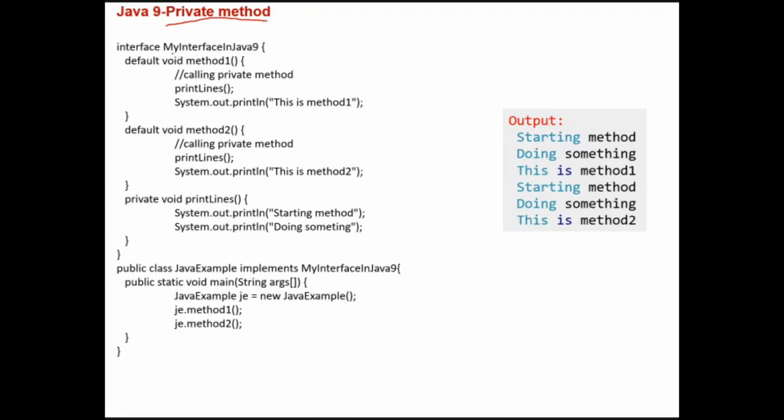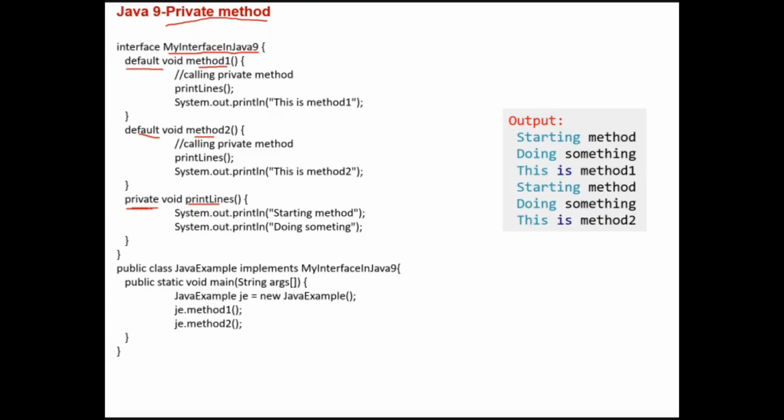This is an example for a private method. Here I have an interface, MyInterface, in Java 9. Within that interface, I have two default methods. The first method name is method1 and the second method name is method2. And then I have one private method. Here, private is the access specifier.